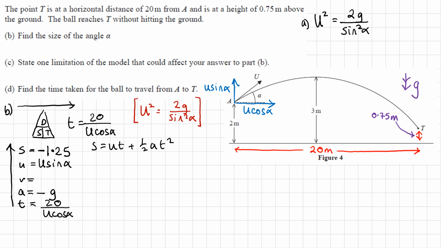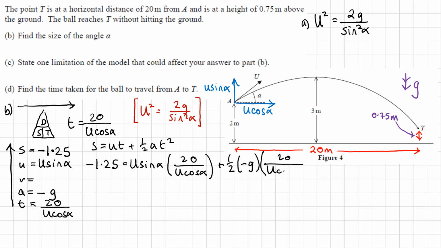Right, so let's get everything substituted in. So we have negative 1.25 is equal to U sine alpha, times T, well that's 20 over U cos alpha, plus half A, that's negative G, T squared, so that will be 20 over U cos alpha all squared. Right, let's see what we can do to tidy this up.